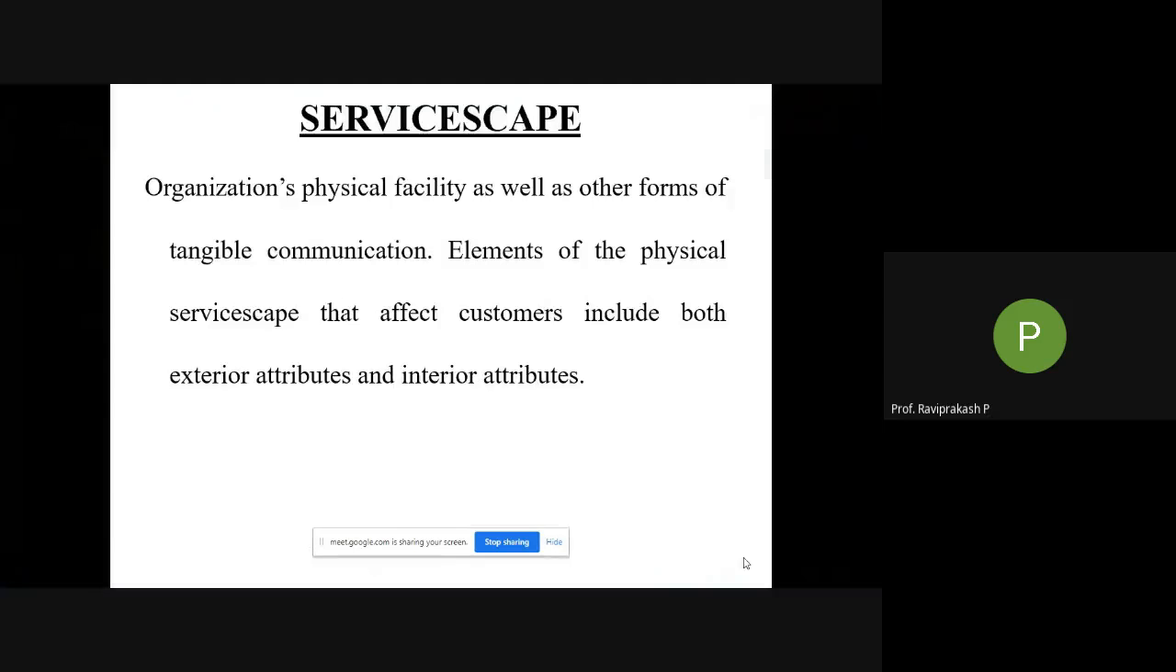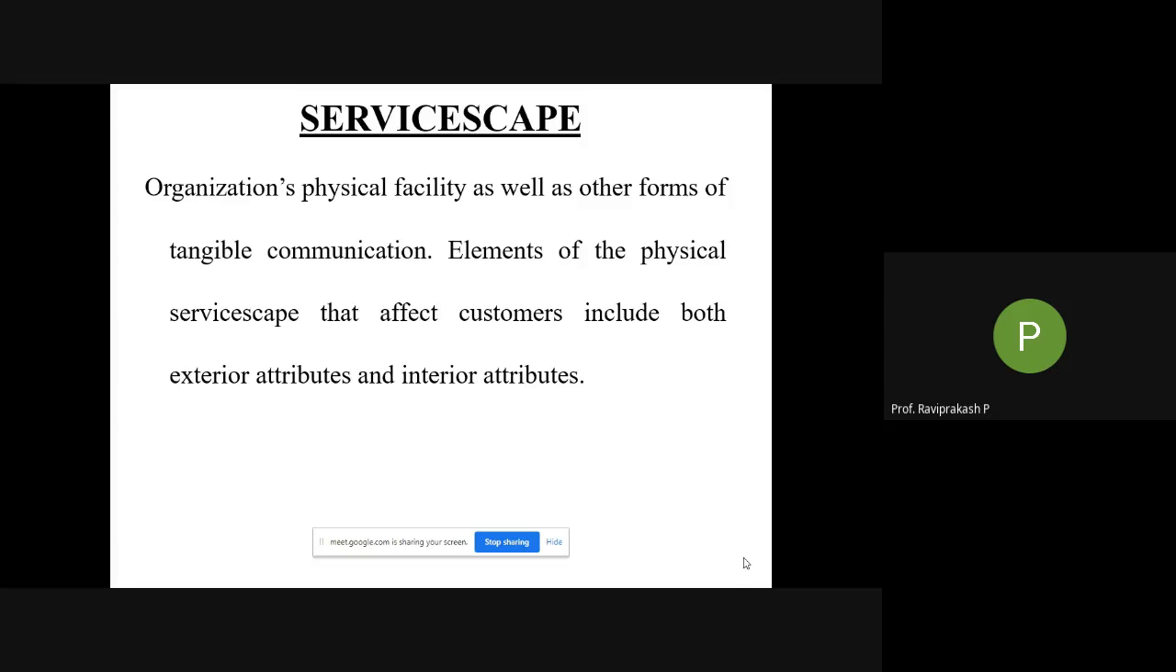I hope you can see my screen, everyone. Yes, sir. So we were speaking about the physical evidence, that is the seventh P of the 7 P's of services marketing. The first four you already know, and the last three are people, process, and physical evidence. Under that we saw what is physical evidence.